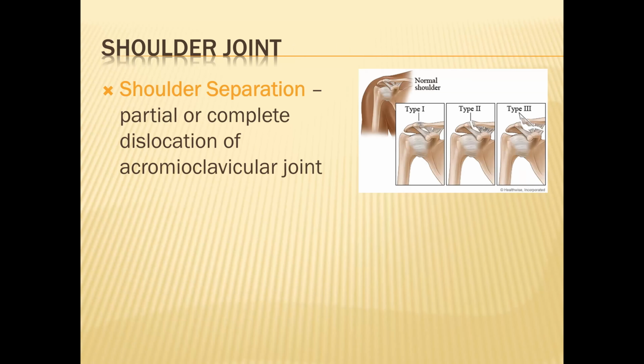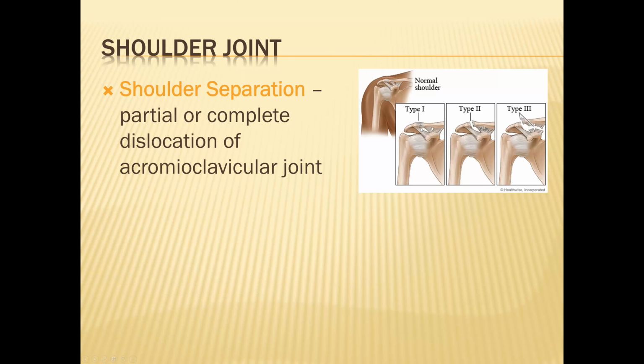I do want you to know the difference between a shoulder separation and a shoulder dislocation. A shoulder separation is the term that we use when you have a partial or complete dislocation of the acromioclavicular joint. So this is the joint between the clavicle and the scapula. Remember, the acromial end of the clavicle forms a joint with the acromion of the scapula.